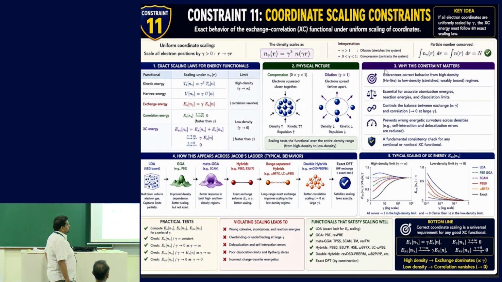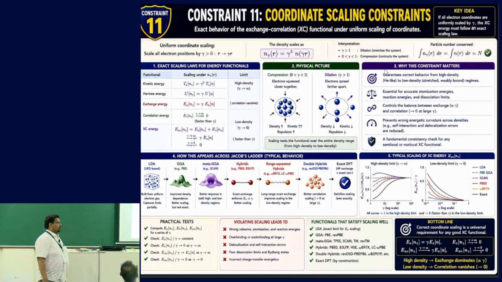These are all exact scaling. Density is degree 3, kinetic energy degree 2, potential energy degree 1, and accordingly exchange is degree 1. But correlation, as I told you, has two components, kinetic energy and potential energy. So one goes as 1, another goes as 2. Together they would be somewhere in between 1 and 2.